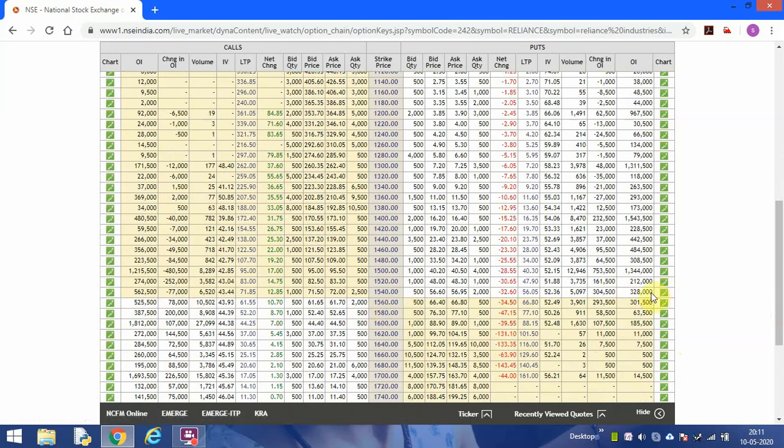So you see here 3,28,000 open interest and 3,04,500 change in open interest. New contracts have been added. So this will work as support 1, then the second is support 2, then third is support 3.